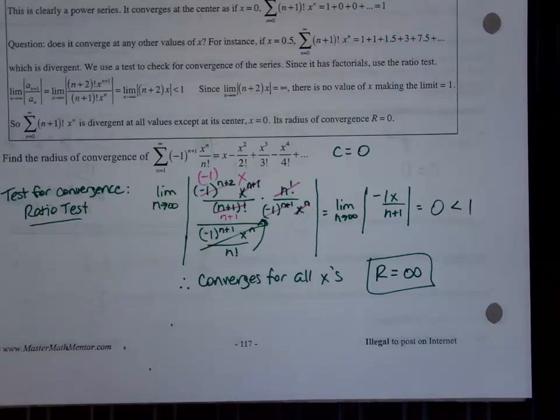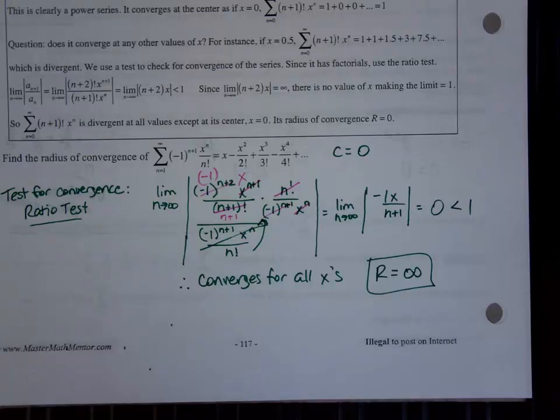Yes, ma'am. Okay, so did we know C was 0 because there's no x minus C? Yes. So it could be x minus 5, or it could be x plus 2. It's just the number in the parentheses with x that it converges to. Because like on the front, it was x minus 1 to the n, and we said c equals 1.